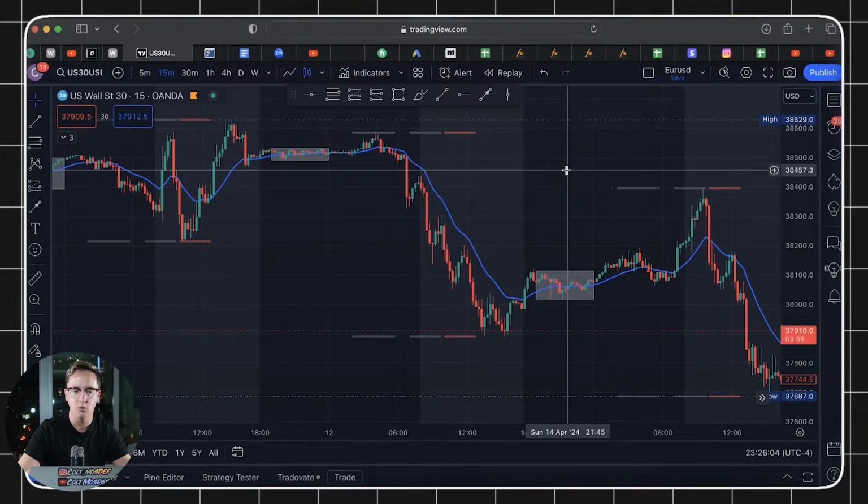So what we overall want to see are very smooth markets. And one thing that I like to see too is I want to see very small candles.